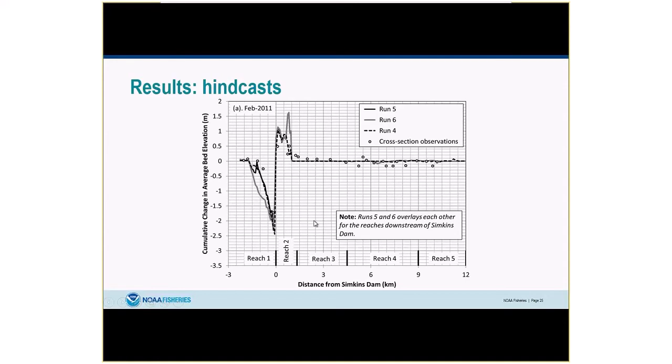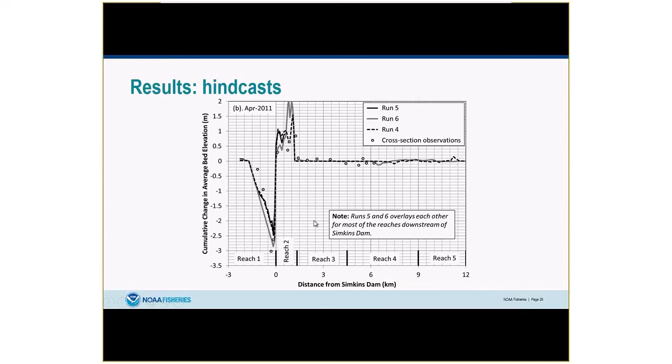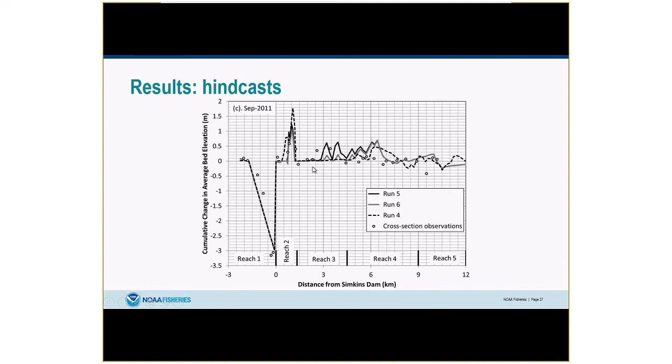So now on slide 26, I'm showing results for April 2011, and the hindcast models again properly show no deposition below Bloaty Dam. And I'll say again that forecast model runs 1 and 2 had substantial deposition at the fall zone by this time. The hindcast models properly do show sedimentation below Bloaty at September 2011, which is slide 27 that I'm showing now.